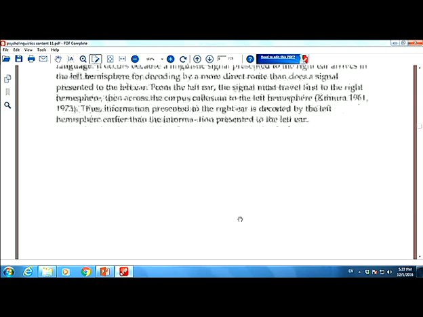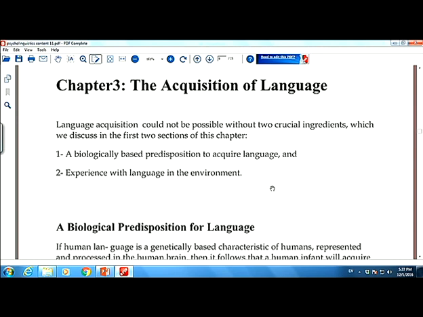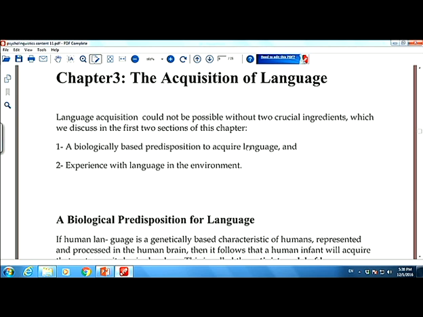Chapter 3. Can you see? Now we are skipping chapters. So in chapter 3, we talked about the acquisition of language. Language acquisition is not possible without two crucial ingredients: one, a biologically based predisposition to acquire language, and two, experience with language in the environment. We should study them. We should know what is meant by each of them.